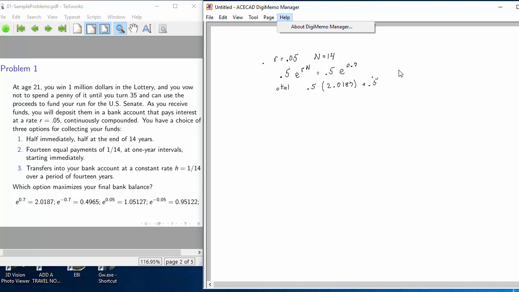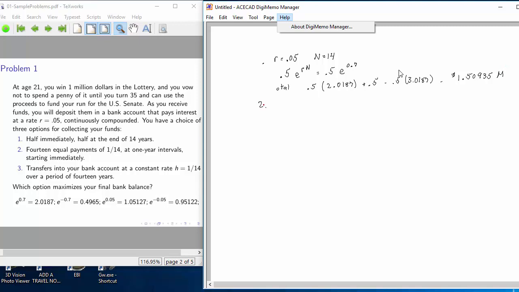And then you get the other half, but you haven't accumulated any interest on that. That totals up to 0.5 times 3.0187. And that means you will have, 14 years from now, $1.50935 million.